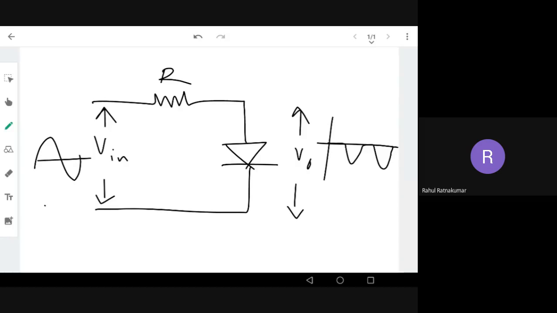Okay, now the question is what will be my current waveform with respect to the input voltage? At different phases of the input voltage, what will my current be? Think and try to draw it in your notebook.